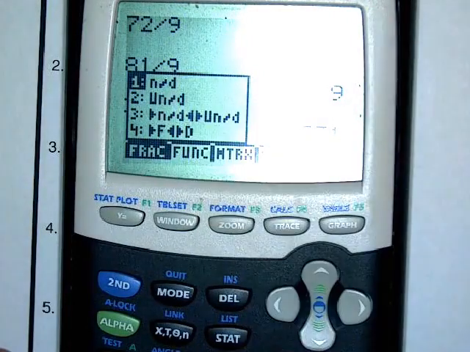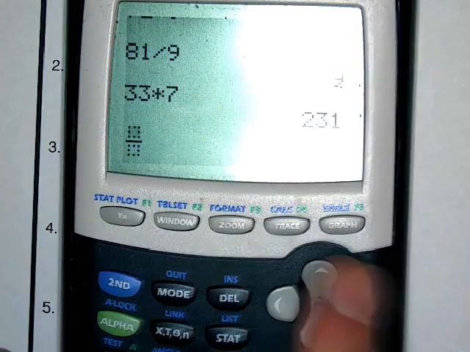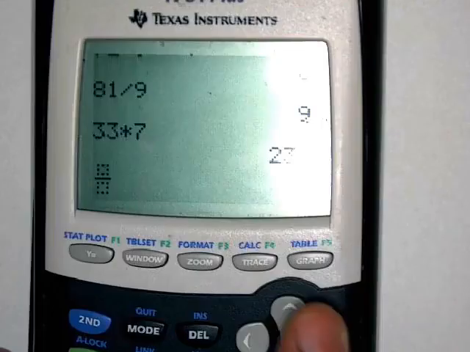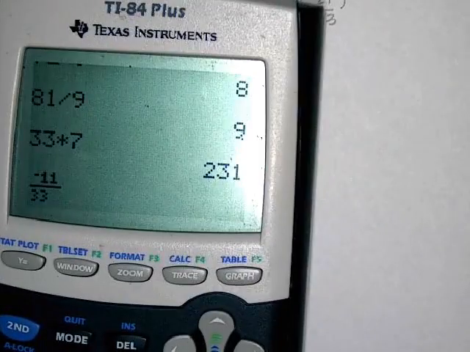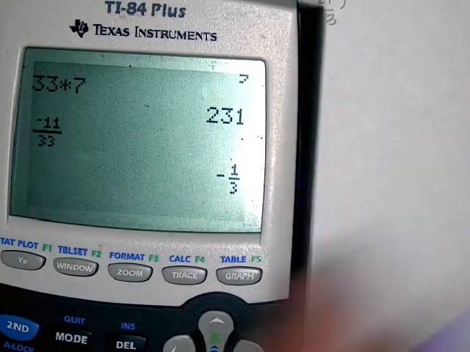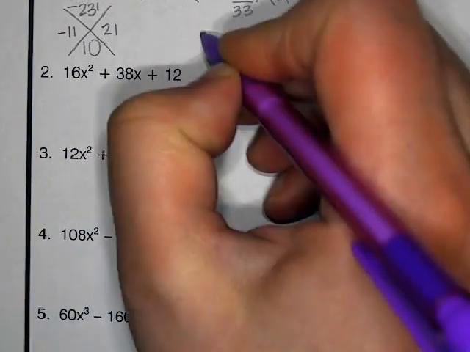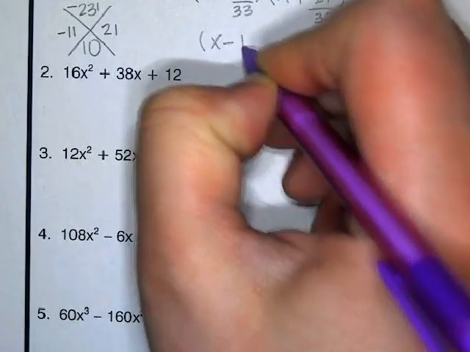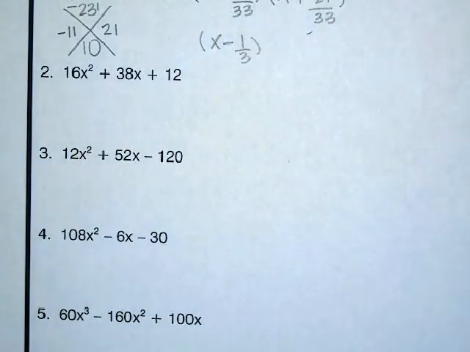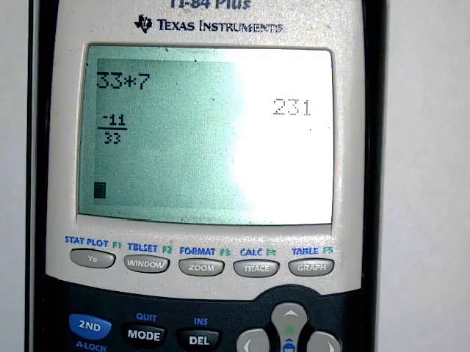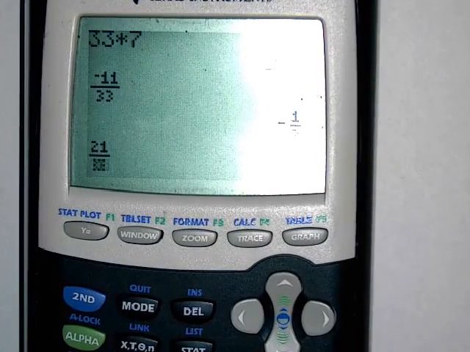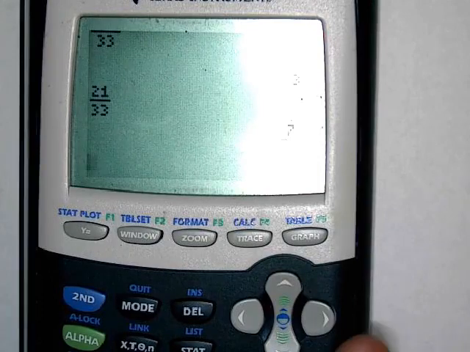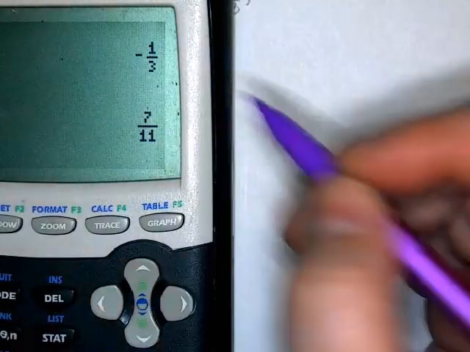So if I press alpha y equals and then enter, the fraction is negative 11 over 33, or you could just type in 11 over 33. The sign won't make much of a difference to reducing it. And so it says that the reduced version is negative 1/3. So I'm going to write the reduced version. Okay. And then 21 over 33, so I'm going to do alpha y equals over here, 21 over 33. And the reduced version for that is 7 over 11.